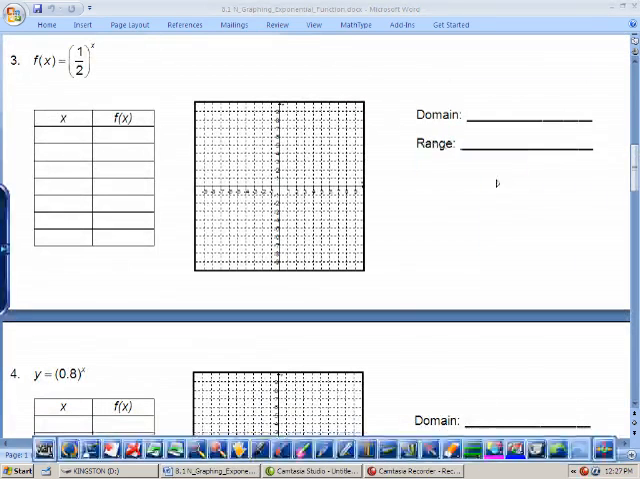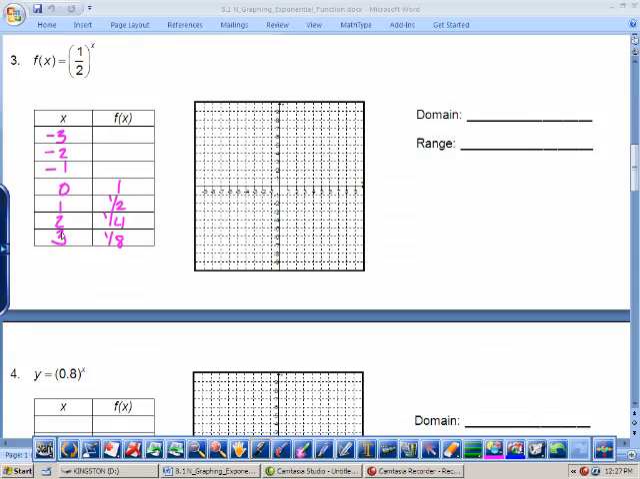All right, let's look at number 3. What's different in number 3 than our other functions? Okay, the base is a fraction. So that's going to cause a change that we're going to find out in just a minute. So let's just go ahead and fill out our table. I know that 1/2 to the 0 power is going to be 1. 1/2 to the first power is 1/2. What's 1/2 squared? And 1/2 cubed?